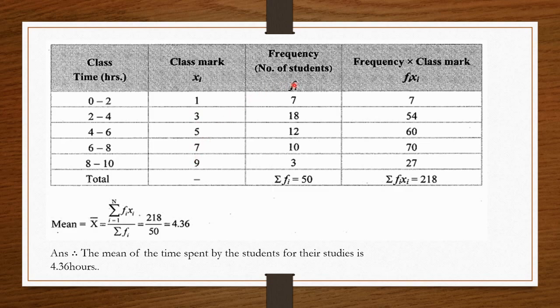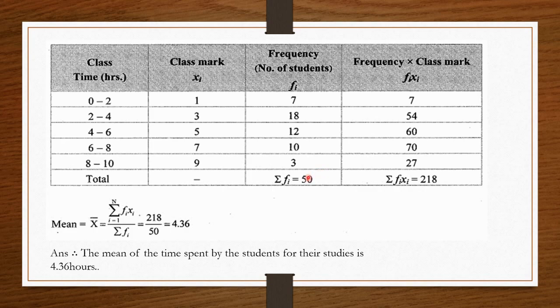First is 7, and second one is 18. Third one is 12, fourth is 10 and fifth one is 3. Then sigma fi means sum of the frequency. Add all these frequencies, then you will get sigma fi equal to 50.